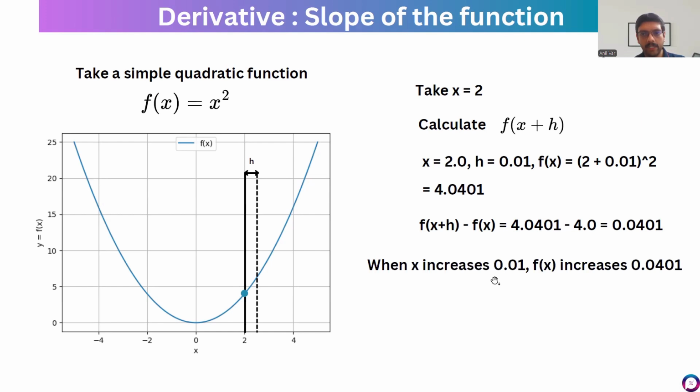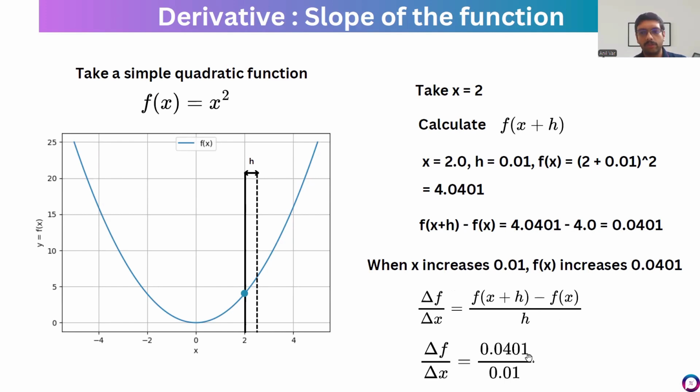So what we get is when x increases 0.01, f of x increases 0.0401. So what we can do is say, okay, the change in f, which is given here by delta f, divided by the change in x, is f of x plus h minus f of x by h, because actually it's x plus h minus x, the x and x cancel, by h, which we know is 0.0401 by 0.01, which is 4.01.